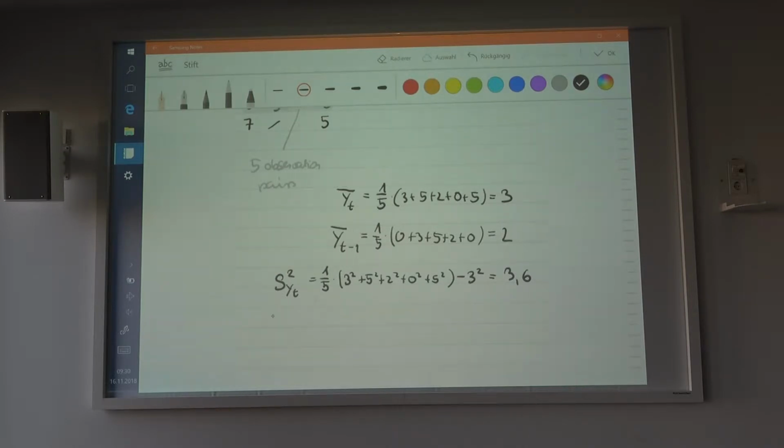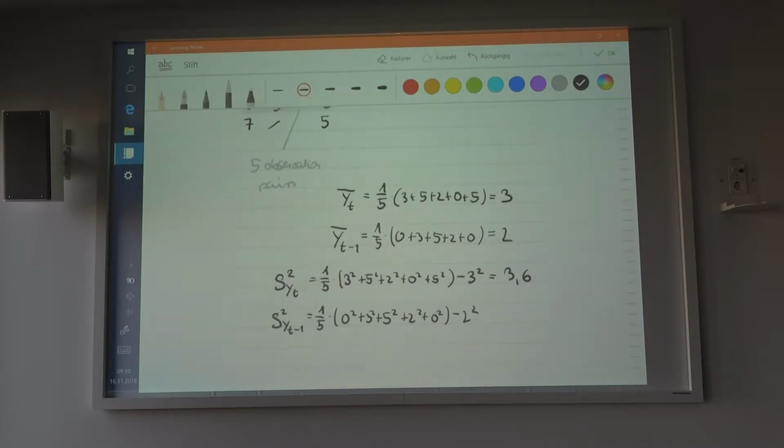Okay. Now the variance of the explanatory variable, okay, so t minus 1. Similarly, mean of the squares minus the square of the mean. Okay, so this is going to be 1 over 5 times 0 squared plus 3 squared plus 5 squared plus 2 squared plus 0 squared. Okay, minus 2 squared, right? So this is the mean of the squares minus the square of the mean. So you have 9 plus 25 plus 4, which is equal to 38 over 5.